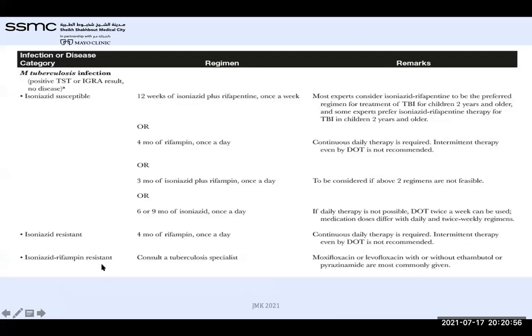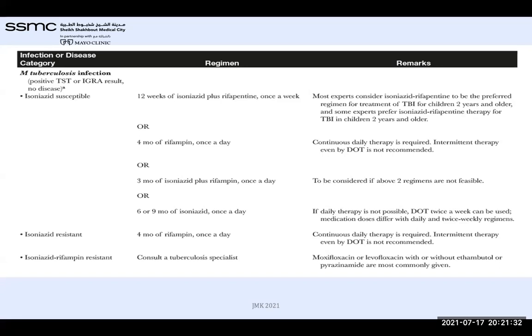So if the baby has infection and you have to treat it, this is the regime: 12 weeks of INH plus rifampin once a week. These are the remarks. Or if you don't have that, then 4 months of rifampin once a day, or 3 months of INH plus rifampin once a day, or 6 and 9 months of INH once a day. So whatever is easy, whatever you have, you can do any one of the regimes mentioned here. So these are for those who have susceptible tuberculosis.